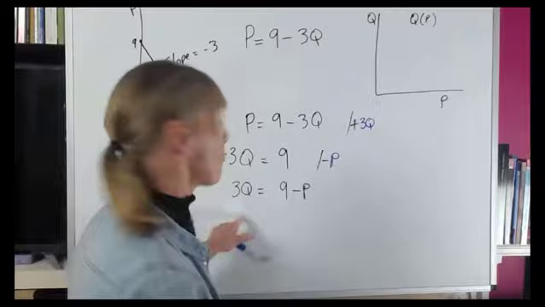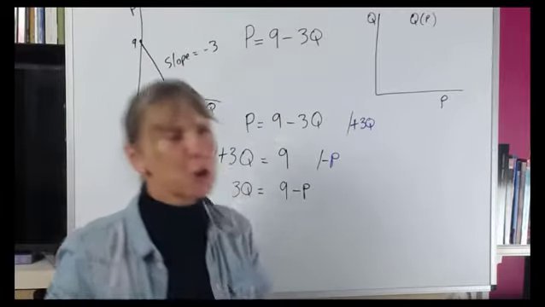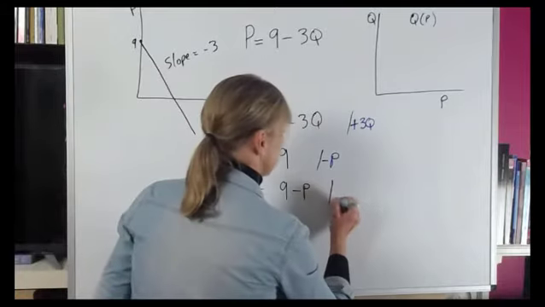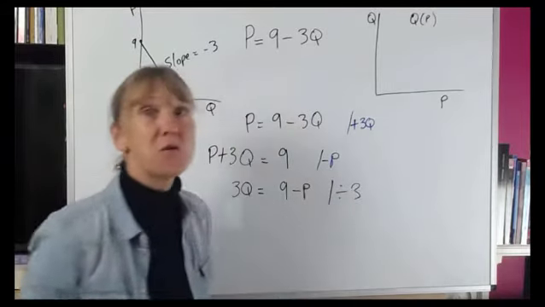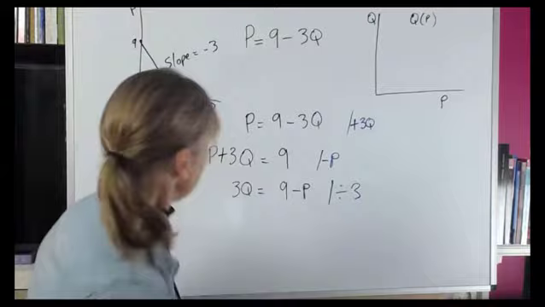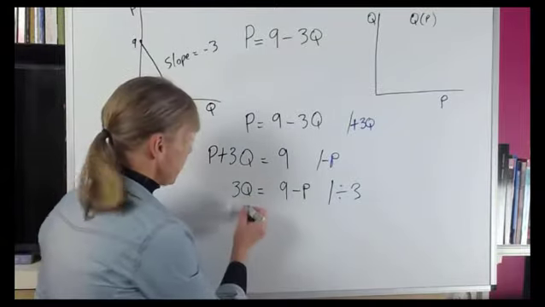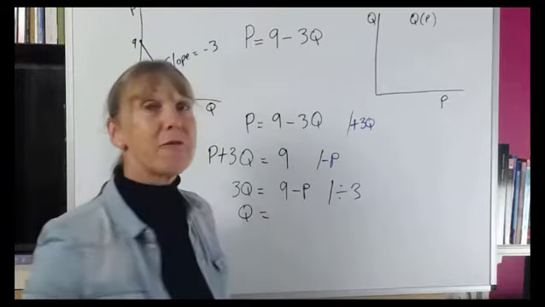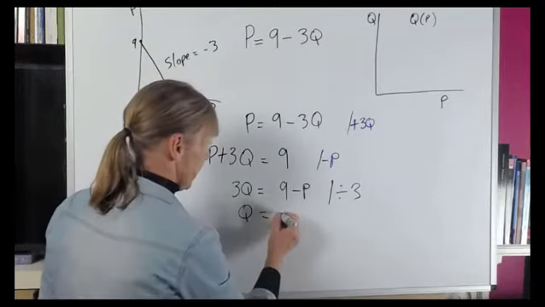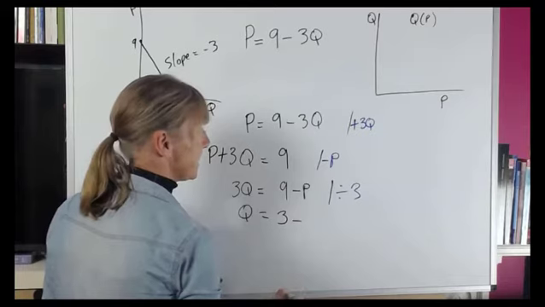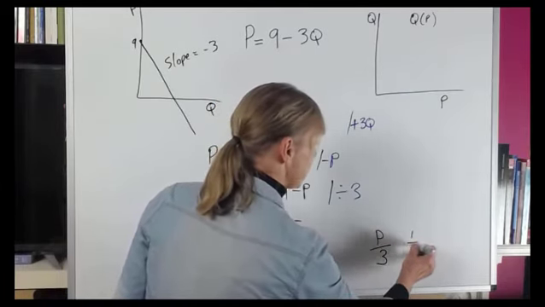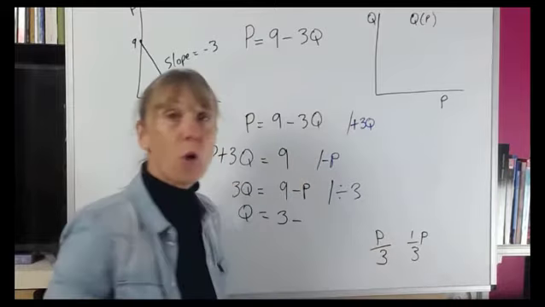So we now know what 3Q equals, but we're not interested in 3Q, we're interested in a single Q. So what we need to do is divide both sides by 3. 3Q divided by 3 is a single Q, which is of course what we want, but we also now have to divide everything on this side by 3. So it's going to be 3 minus. Now I can either write P over 3 or I could write it as 1/3 P.